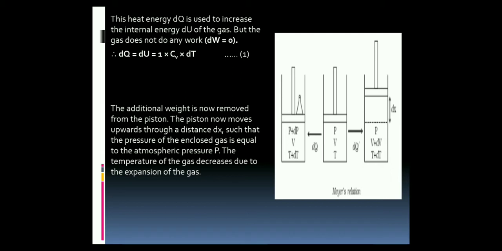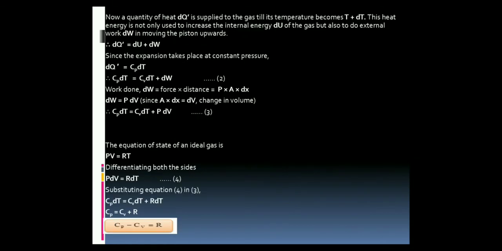The additional weight is now removed from the piston. The piston now moves upwards through a distance dx, such that the pressure of the enclosed gas is equal to the atmospheric pressure P. The temperature of the gas decreases due to the expansion of the gas. Now, a quantity of heat dQ dash is supplied to the gas till its temperature becomes T plus dT. This heat energy is not only used to increase the internal energy dU of the gas but also to do the external work dW in moving the piston upwards.